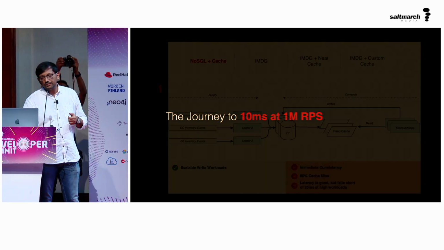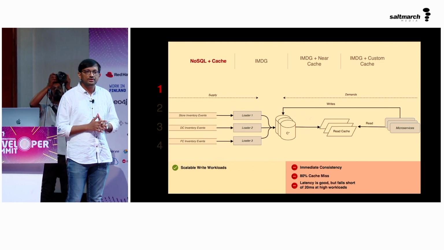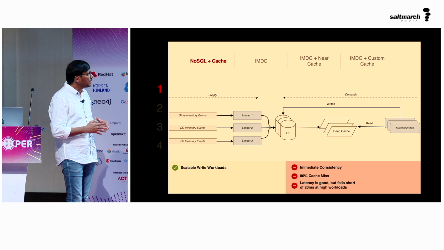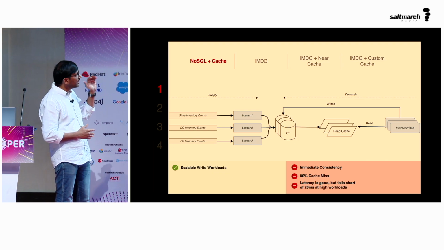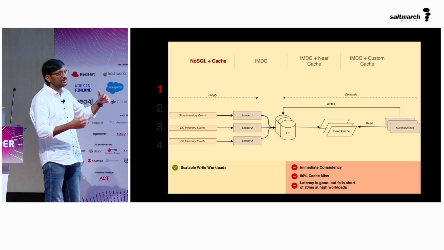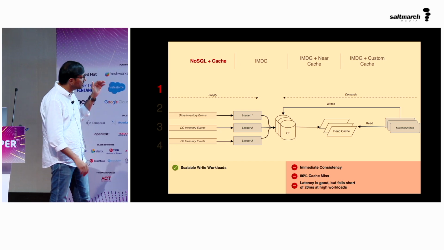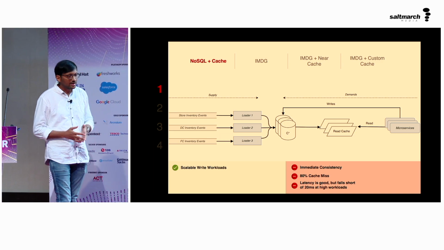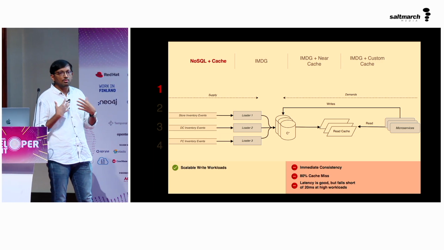So the first version of the architecture, we started off with a NoSQL and a cache, right? This is a very natural choice for a lot of us. So on the left side, what you see is you have these thousands of events coming, change events or inventory changes coming from 2,000 plus stores, fulfillment centers. They're all ingested into Cassandra, right? So they are all what I call supply signals, right?